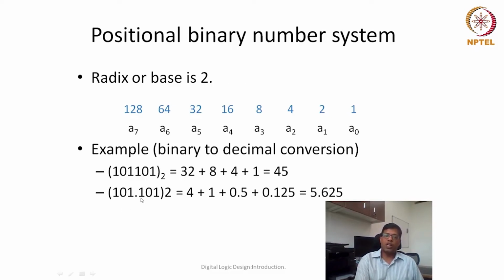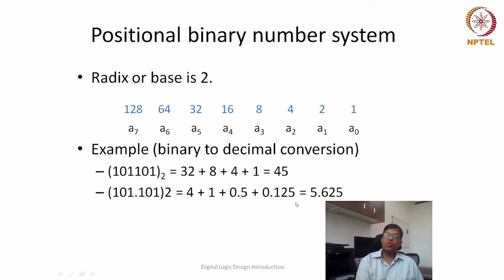So a minus 1, after the decimal we start with minus 1, so 2 to the power minus 1 is 1 by 2, and 1 by 2 is 0.5. So this 1 would mean 0.5 in decimal. Now at the second place a minus 2 is 0, we can ignore that, and a minus 3 is 1.